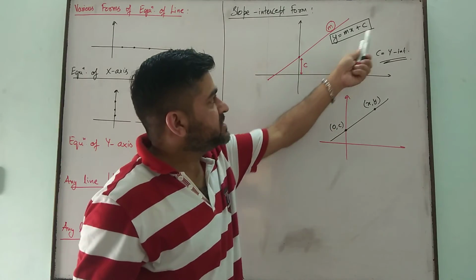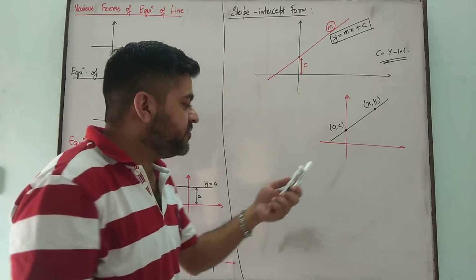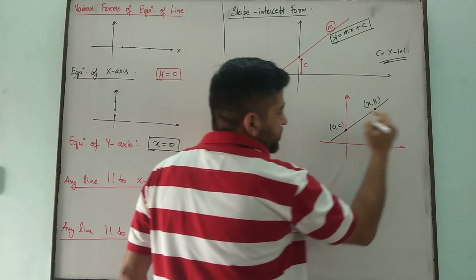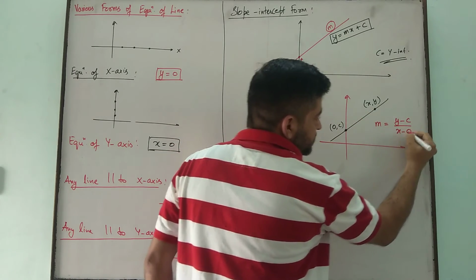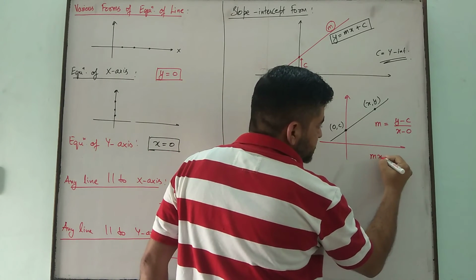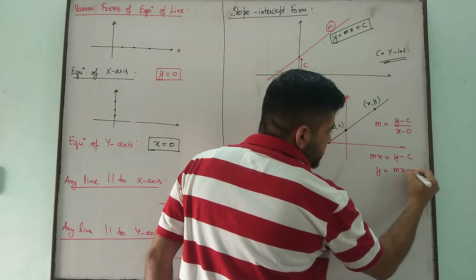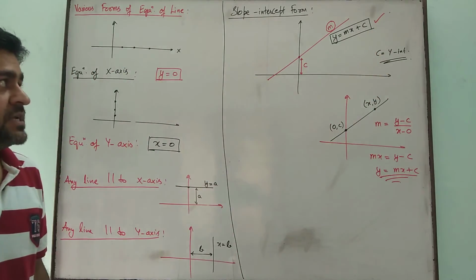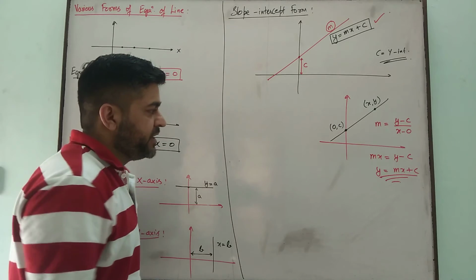Now how does y is equal to mx plus c come? That is what we are discussing. Slope of the line we know: y2 minus y1 upon x2 minus x1, right? Cross multiply this, we get mx is equal to y minus c, and then y is equal to mx plus c. This is where we got y is equal to mx plus c as the equation of the line whose slope is given and whose y-intercept is given, right?